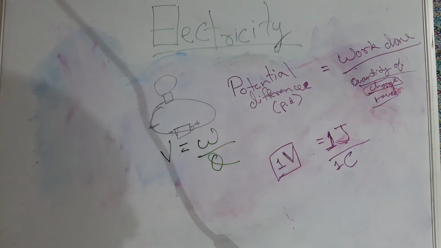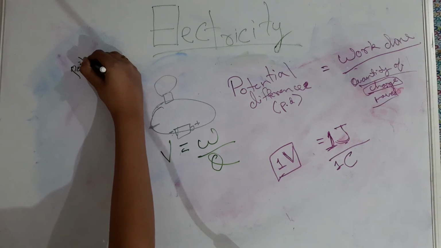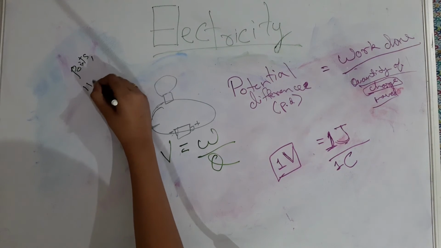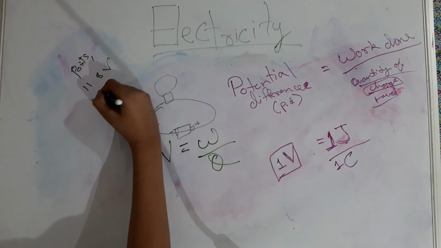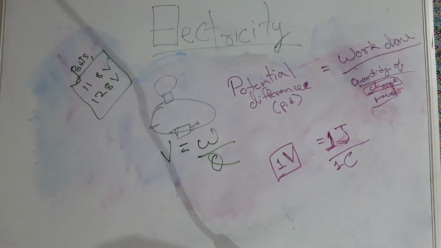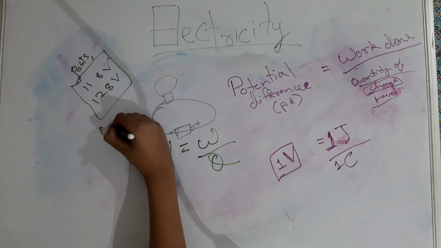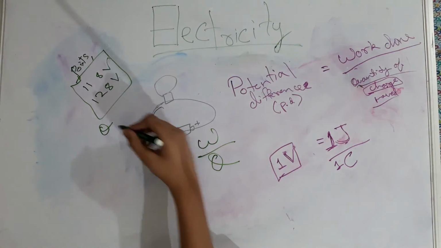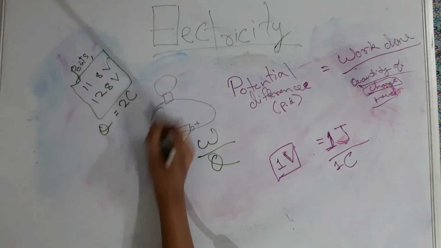So let's make a numerical. The question is, how much work is done in moving a charge of 2 coulombs from a point at 118 volts to a point at 128 volts? So what are we given? The points we are given are 118 volts and 128 volts. And what more are we given? We are given the charge, that is Q. Here Q, quantity of charge moved, is given as 2 coulombs.